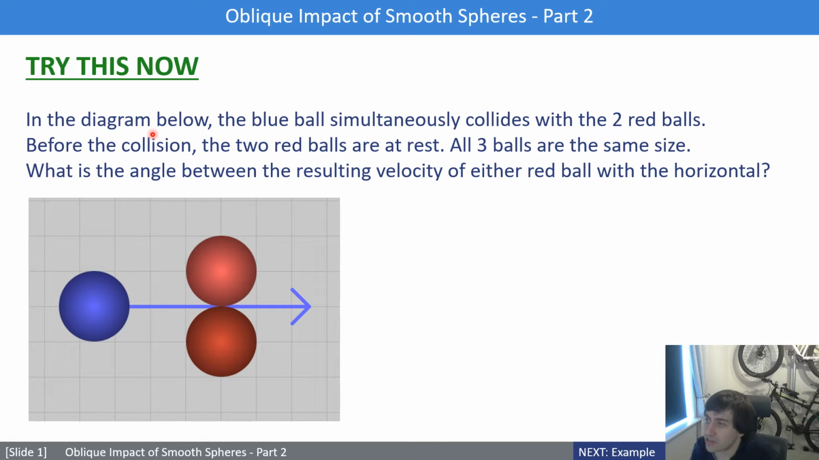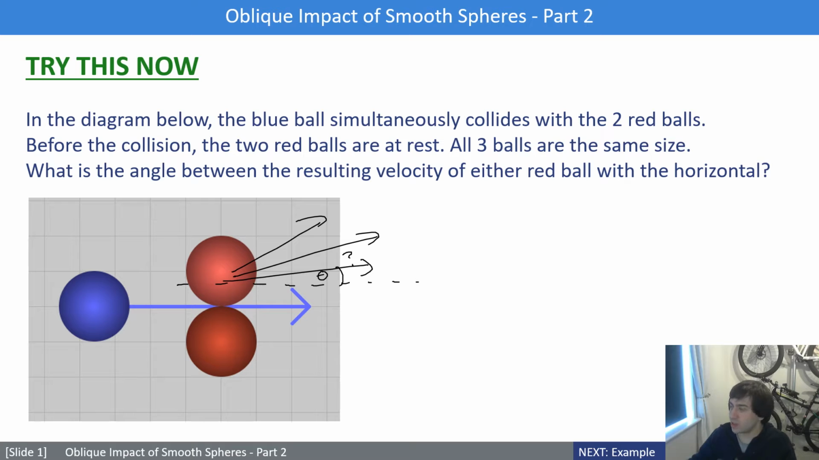The question then is, at what angle is either of these red balls going to shoot off at? If we take the horizontal as 0, is this red ball going to be going at what particular angle to the horizontal? That's my question. Is it 15, 30, 60, 90? What is the angle it goes off at? Have a think about it.